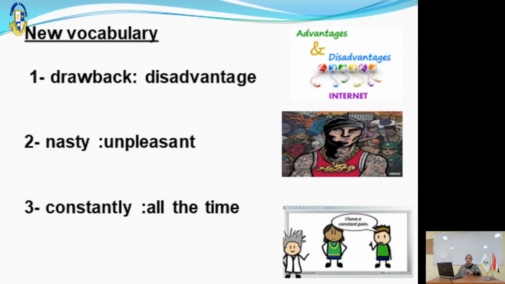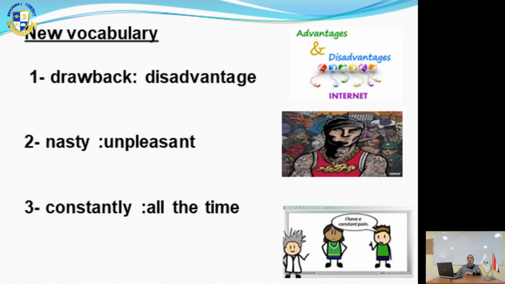For number 2, nasty. It means unpleasant. When you do something bad, or I don't consider it a good thing, I say it's nasty. If you send me a virus for my computer or my cell phone, this is nasty. And for number 3, we have constantly. What does constantly mean? It means that it lasts all the time. For example, I have a constant headache, which means that the pain doesn't stop.